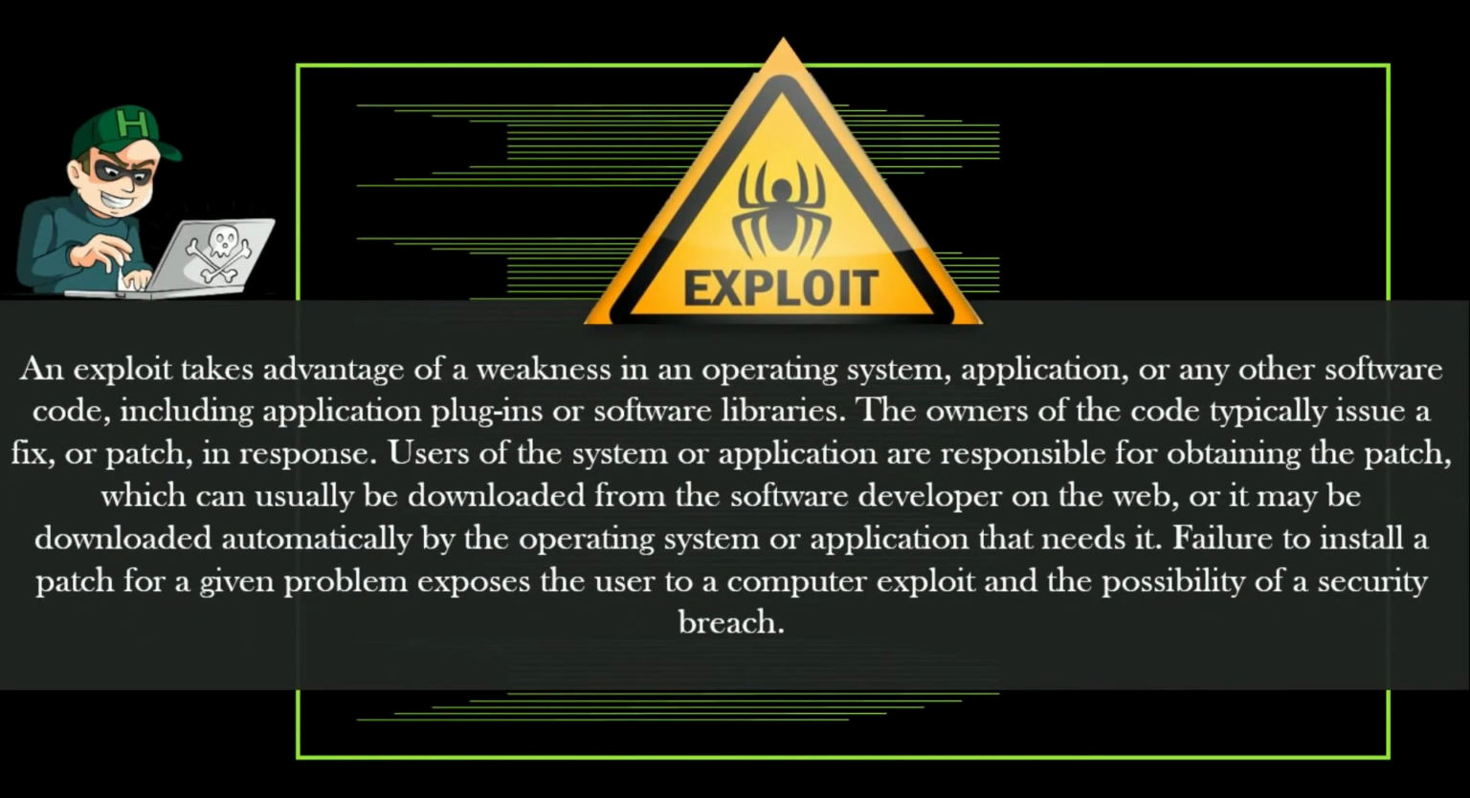An exploit takes advantage of a weakness in an operating system, application, or any other software code, including application plugins or software libraries. The owners of the code typically issue a fix, or patch, in response. Users of the system or application are responsible for obtaining the patch, which can usually be downloaded from the software developer on the web. Or it may be downloaded automatically by the operating system or application that needs it.